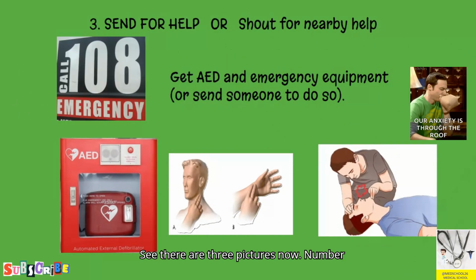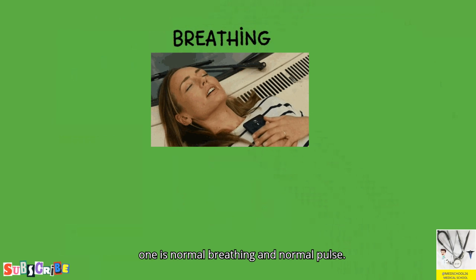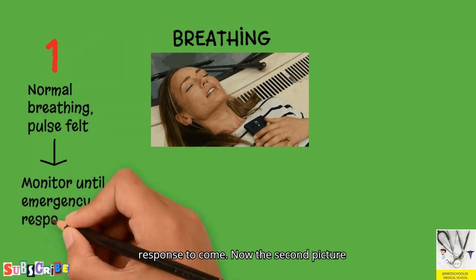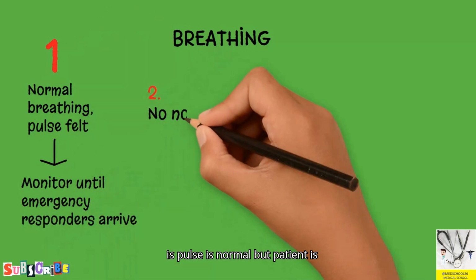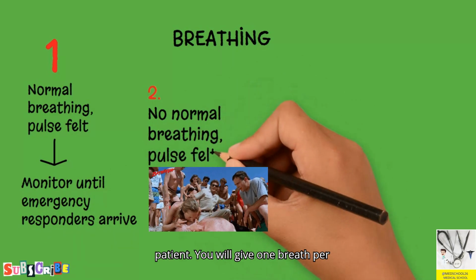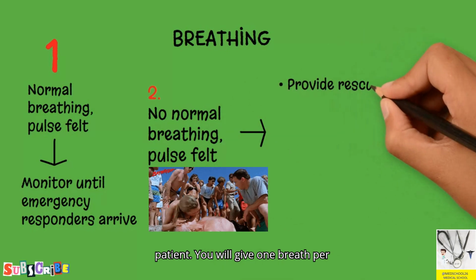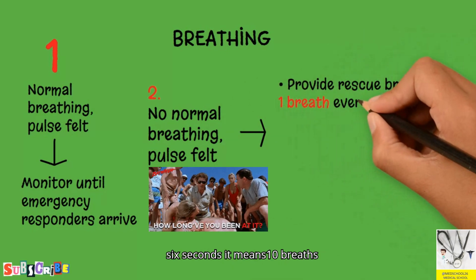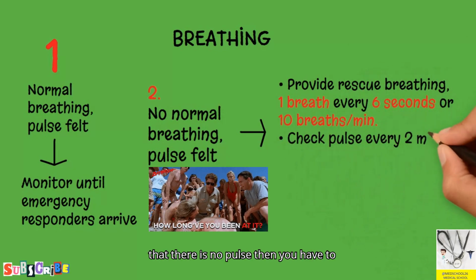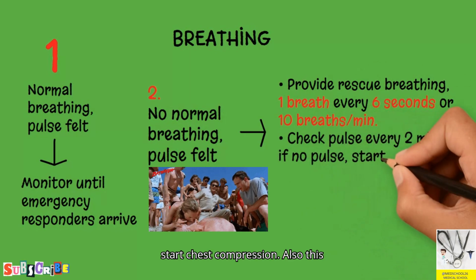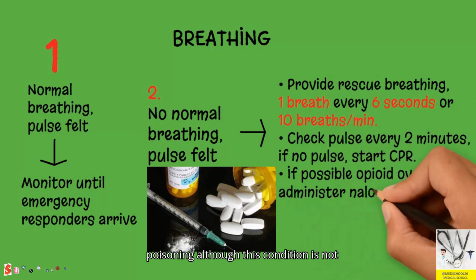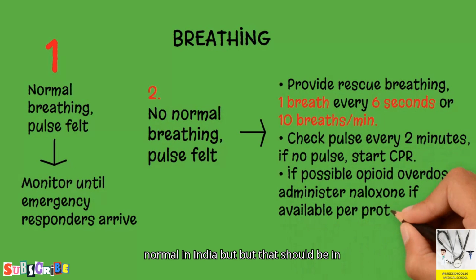See, there are three pictures now. Number one is normal breathing and normal pulse. You only have to wait for emergency response to come. Now the second picture is pulse is normal but patient is not breathing. In this case, you only have to give rescue breaths to the patient. You will give one breath per 6 seconds. It means 10 breaths per minute, and check for the pulse every 2 minutes. If at any time you feel that there is no pulse, then you have to start chest compression also. This situation normally comes in opioid poisoning. Although this condition is not common in India, that should be in mind.